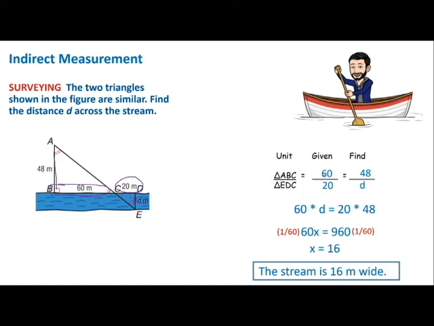Sometimes students ask me, Mr. Early, can we take 60 over 20 and simplify that to just 3 over 1 so we have easier numbers to work with? Absolutely you can. If you cross multiply that, you get 3 times D equals 1 times 48. And then you just divide both sides by the 3 or multiply by the reciprocal. You're also going to get 16. So feel free to simplify if having smaller numbers is going to be helpful to you.